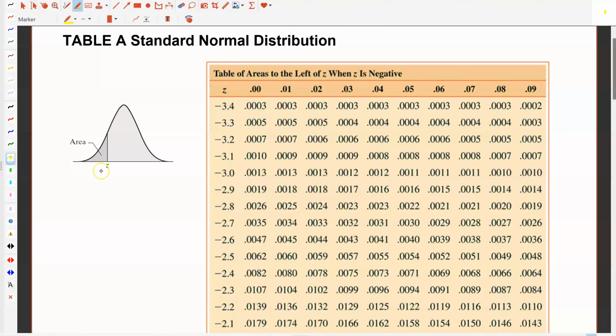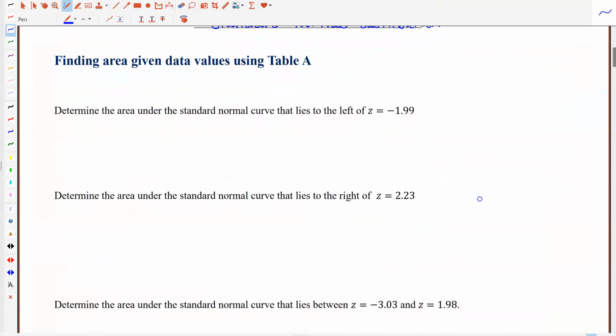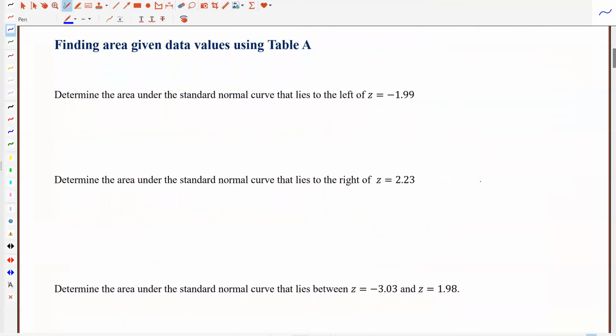Now that is very, very special. When I'm given a particular z-score, this table of values is going to tell me what the area is under the normal curve to the left of that value. So I can then use these tables to find areas for certain data values. So let's work through a couple of examples. Remember, for these ones we're just going to start by working with z-scores, and given a z-score, I want to find the area under the curve that satisfies certain conditions, and I'm going to use table A to find that area.